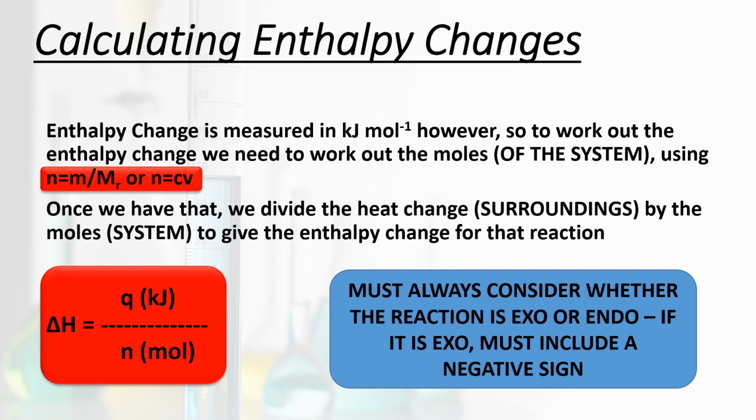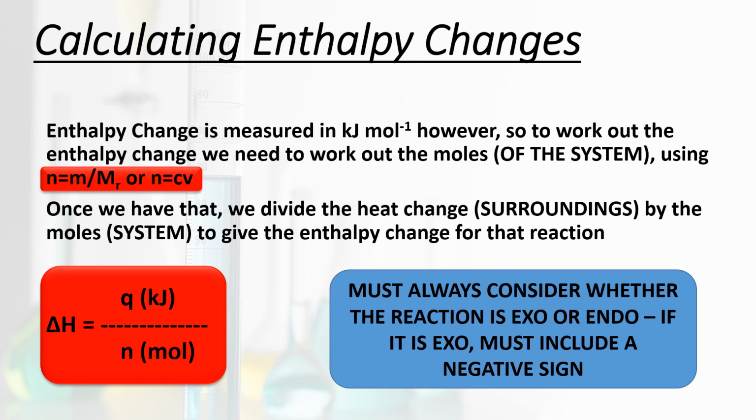So once we've calculated our heat change, Q, which of course relates to the surroundings, remember that enthalpy change is measured in kilojoules per mole. So what we just calculated on the previous slide is our heat change, simply just the joule components of that, or the kilojoules if you divide by 1,000. Enthalpy change is kilojoules per mole, so we have to also have a mole component. And so to find the enthalpy change, we need to work out not only the heat change, but also the moles. And this is where it's a really important distinction between the system and the surroundings.